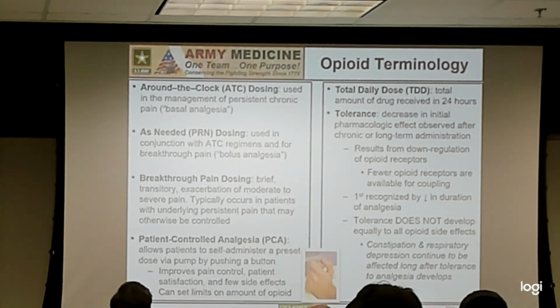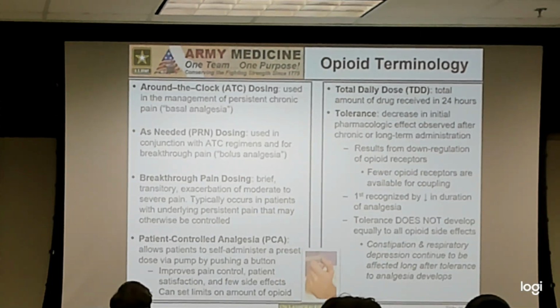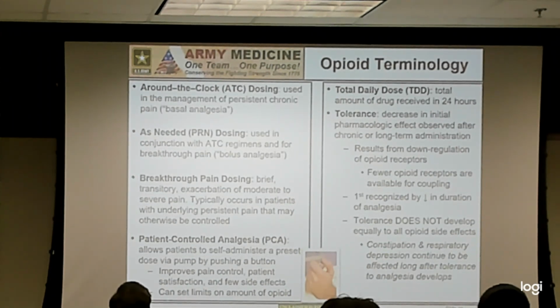So this is just some quick terminology that you will see when we're talking about dosing our opioids. You have ATC, or around the clock. That just means that it's chronic administration of an opioid. Usually they could be on a drip, just around the clock they're getting it, or it could be something that is scheduled around the clock. So they have every 8 hours they're taking this, or they're on a basal type of drip.